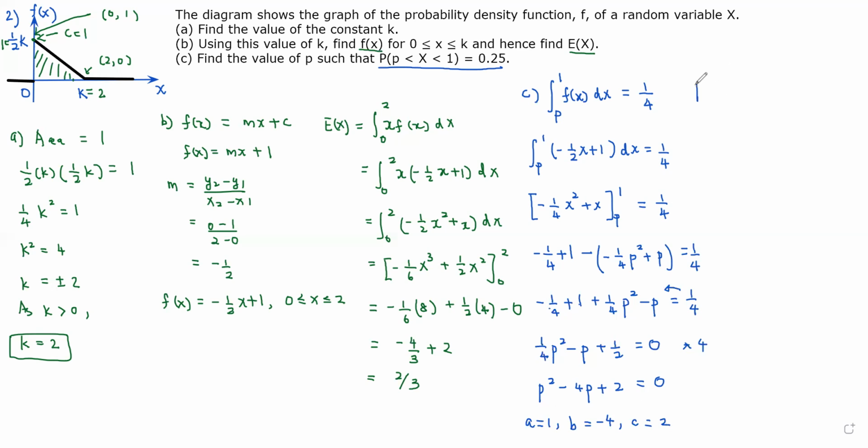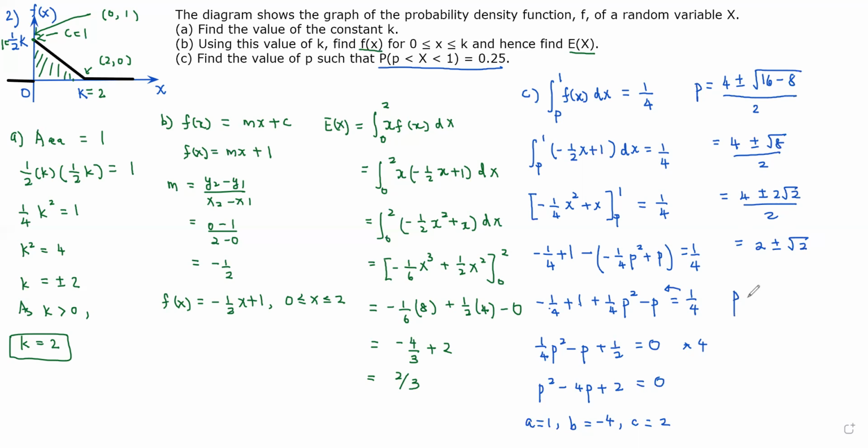Using the quadratic formula, p is equal to negative b. The negative of negative 4 is positive 4, plus or minus the square root of b squared. The square of negative 4 is 16 minus 4 times 2, 4ac. That will give us an 8, all over 2a. We have 4 plus or minus square root of 8 over 2, but square root of 8 is 2 root 2 over 2. So we have 2 plus or minus root 2.